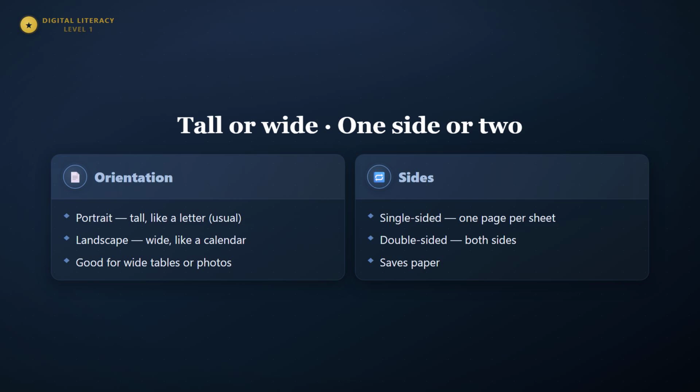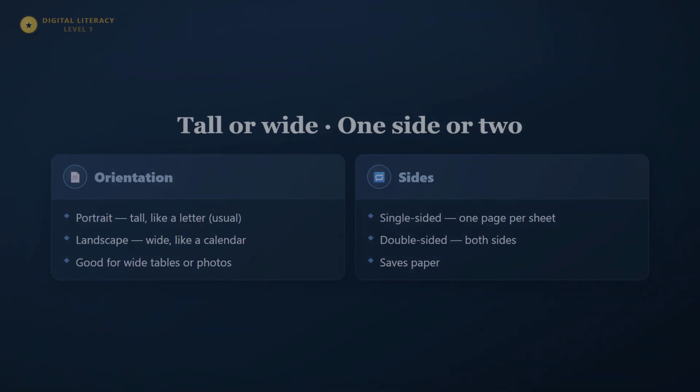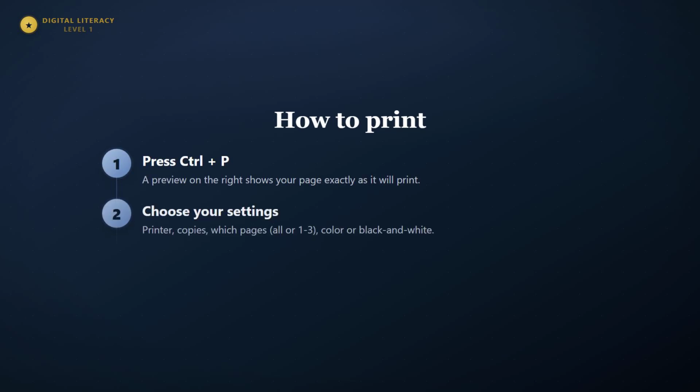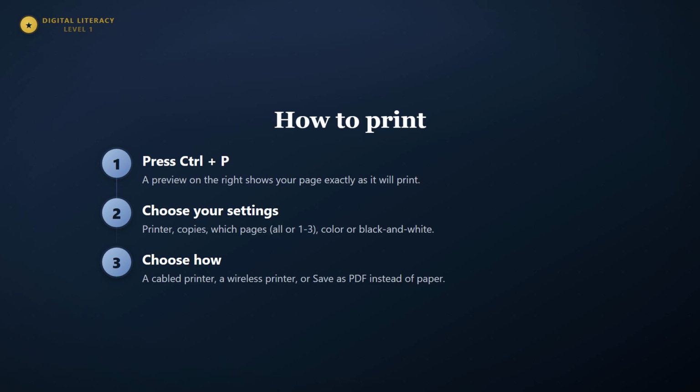The second is sides. Single-sided prints 1 page per sheet. Double-sided prints on both sides, which saves paper. So how do you print? 1. Press Ctrl P. A preview appears on the right, showing your page exactly as it will print. 2. Choose your settings: the printer, the copies, which pages, and color or black and white. 3. Choose how: a printer on a cable, a wireless printer on your Wi-Fi, or save as PDF to make a file instead of paper.